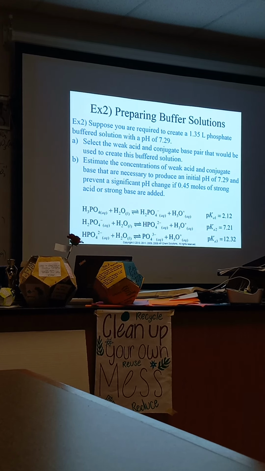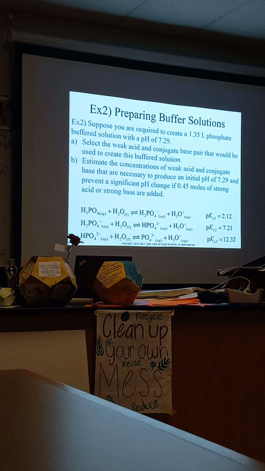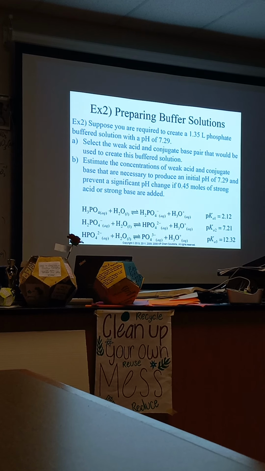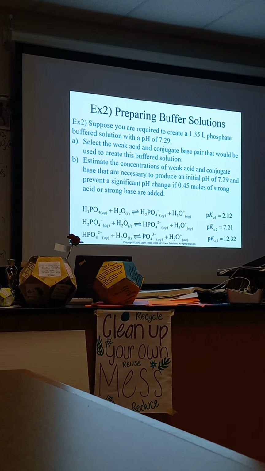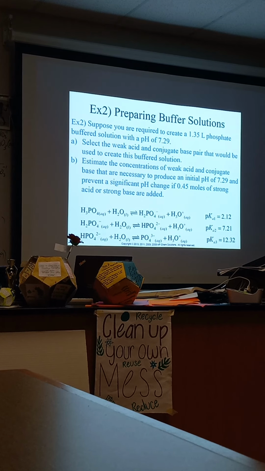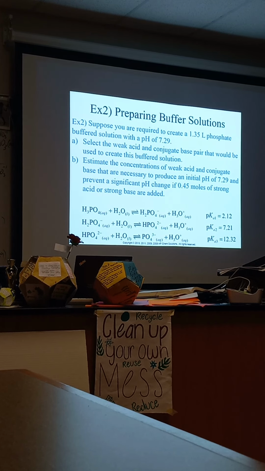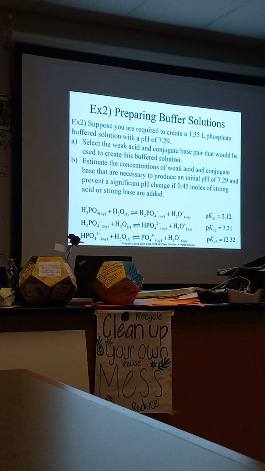Let's read the question. Suppose you are required to create a 1.35 liter phosphate buffered solution, that's why they have the 3 phosphate reactions, with a pH of 7.29. Select the weak acid conjugate base pair that would be used to create this buffered solution.